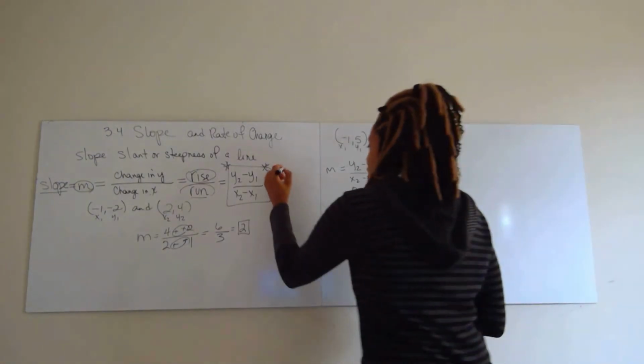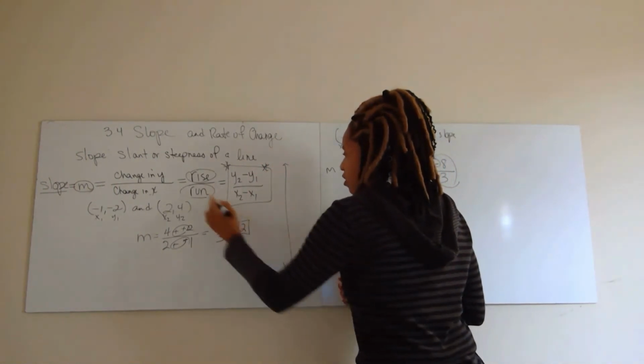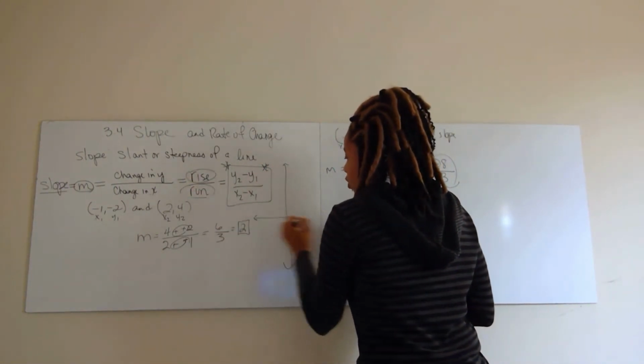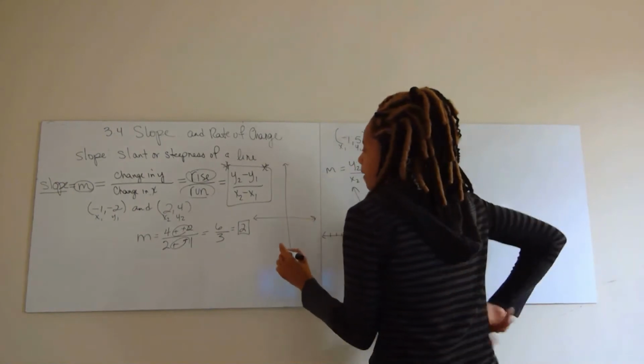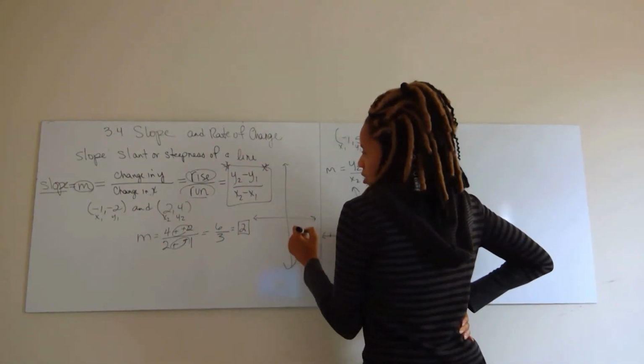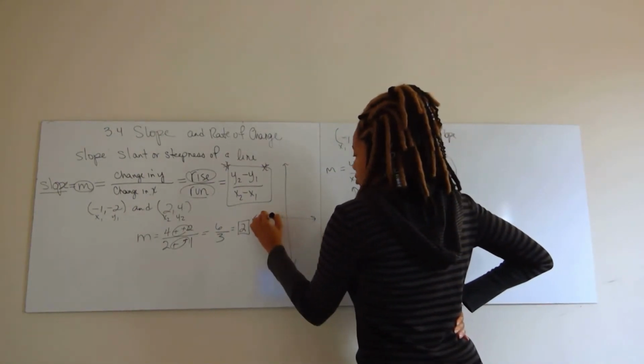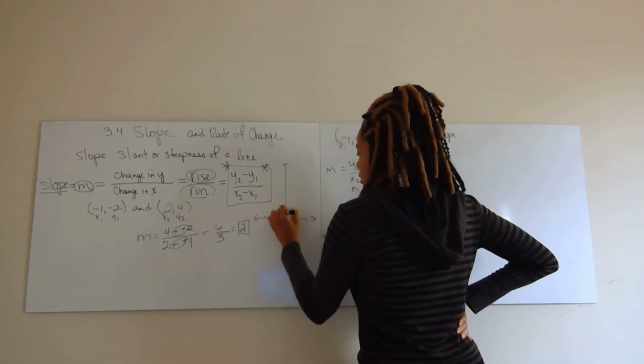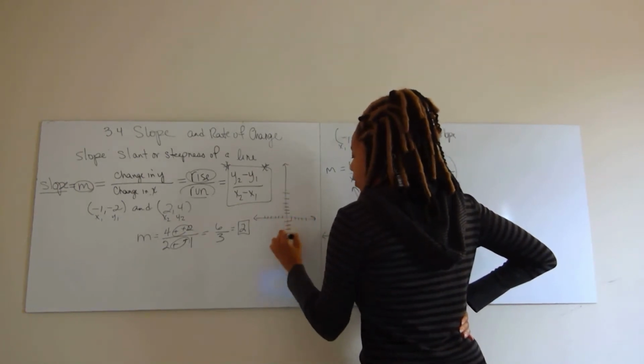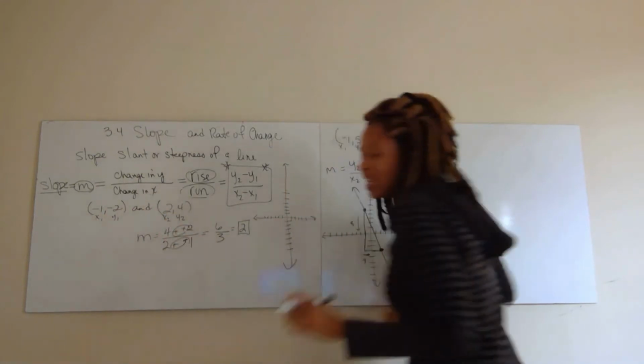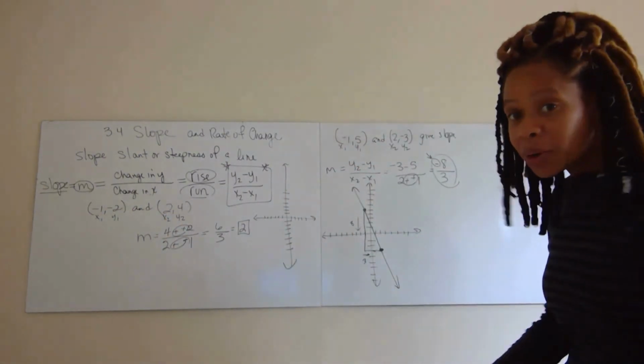But I want to show you what it looks like on the graph, because the slope has to always be a rise over a run, okay? So we have two ordered pairs. So we're going to plot those points. Remember, you have to plot the points. I'm plotting the points, not the slope. The slope is not a point.